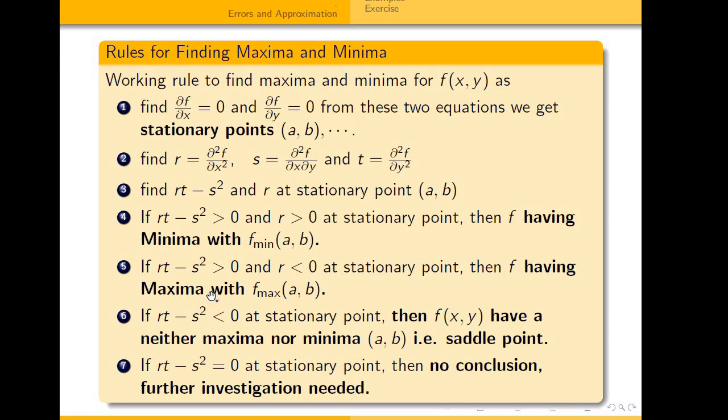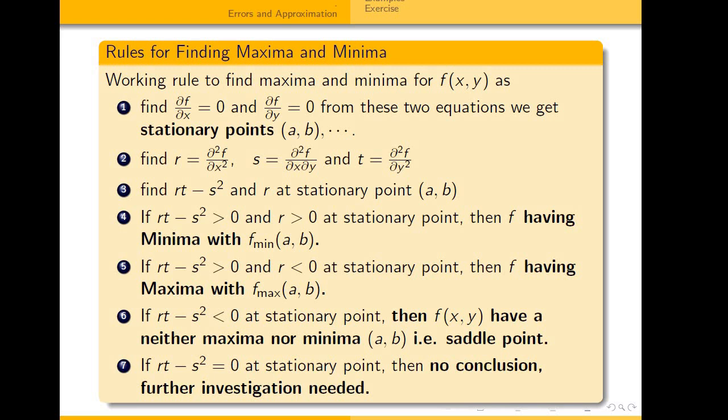Okay. In this way, we find stationary points, and we decide whether these stationary points give maxima, minima, neither maxima nor minima, or no conclusion. Using these rules, we try to find maxima and minima for a given function.